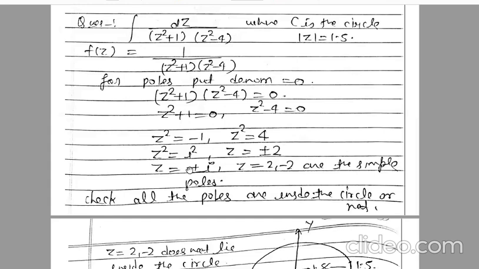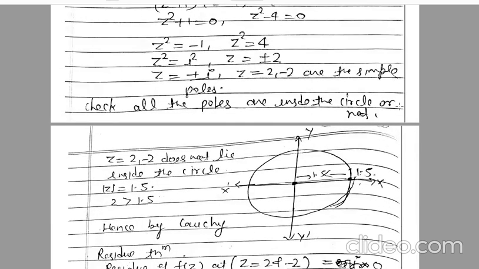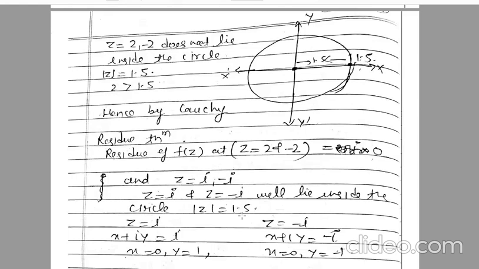So you are getting z equal to plus minus iota and z equal to 2, minus 2 as the simple poles. It is clear that z equal to 2, minus 2 does not lie inside the circle mod z equal to 1.5, because 2 is greater than 1.5. But z equal to iota and minus iota, you have to check now.